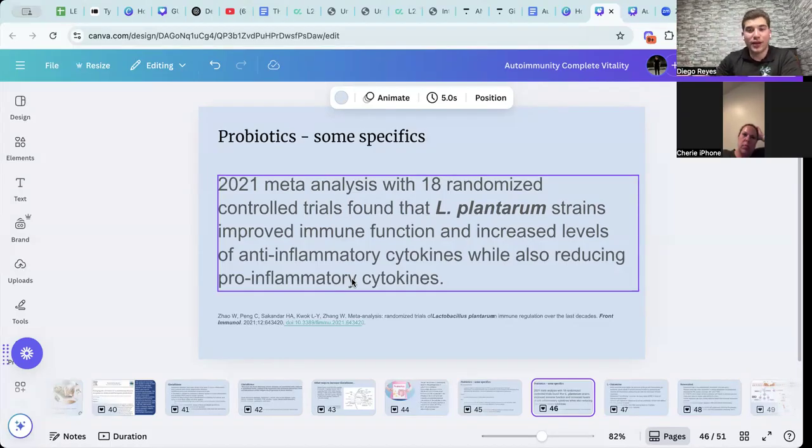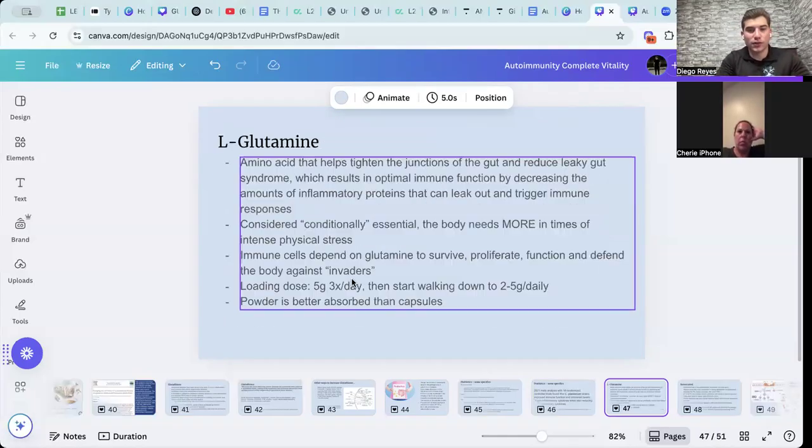So this is why probiotics are very healing, but at the right time, because if you take a probiotic initially without actually getting rid of bacterial overgrowth in your gut, you're going to do more harm than good. You're going to cause more issues.